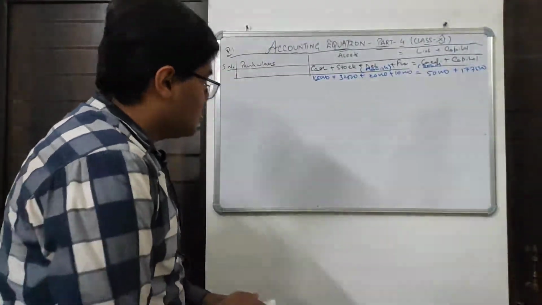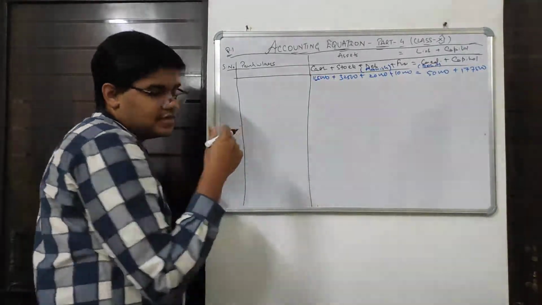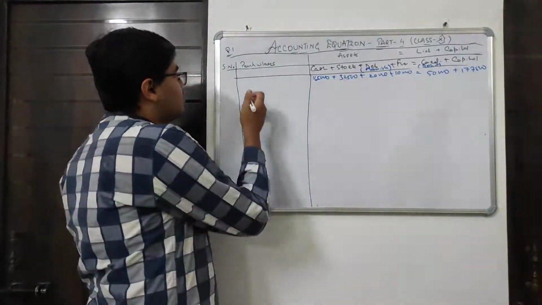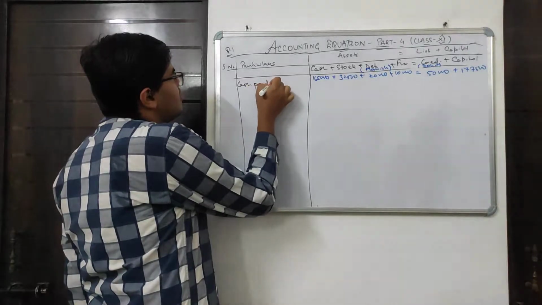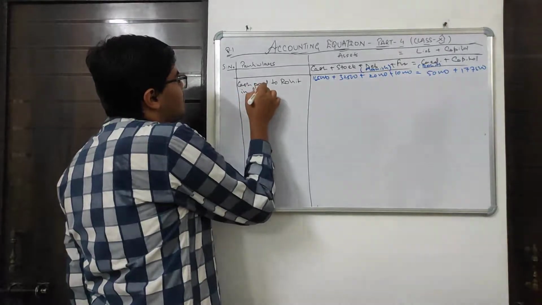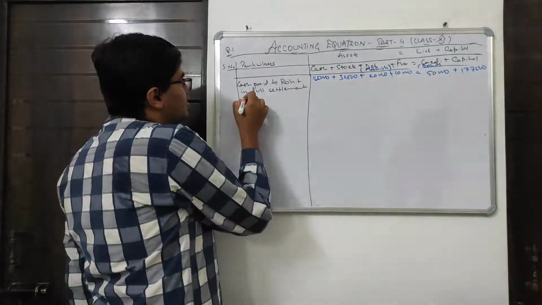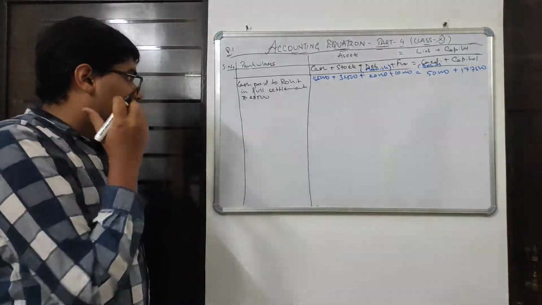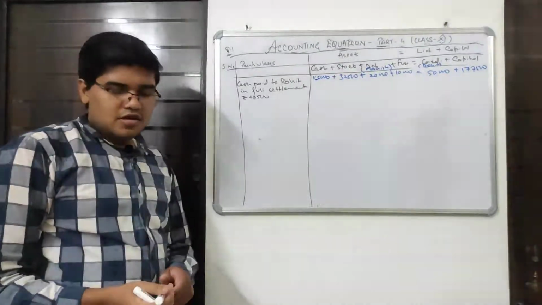So our next transaction is cash paid to Rohit, cash paid to Rohit in full settlement, rupees 48,500. Remember children, in our second transaction we purchased the goods from Rohit.